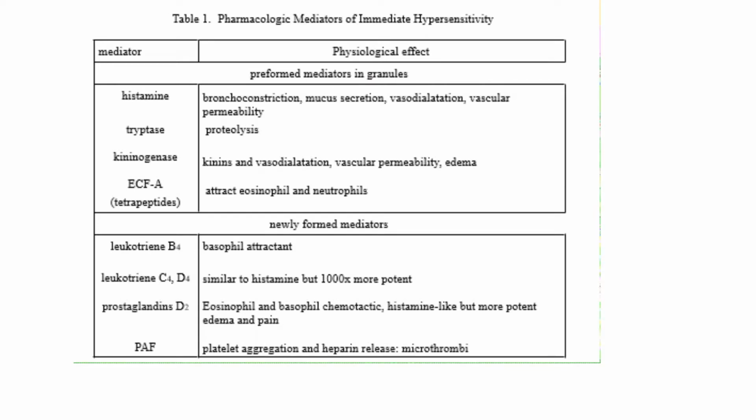This table shows different types of pharmacological mediators of immediate hypersensitivity reaction. It could be a preformed mediator within the granules or a newly formed mediator. The first preformed mediator is histamine. Its physiological effects are bronchoconstriction, bronchospasm, mucus secretion, vasodilatation, and increased vascular permeability.